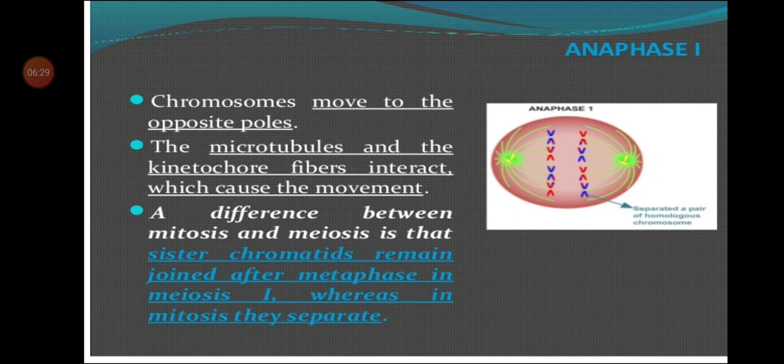So, what is happening in anaphase 1? The basic thing that you have to remember is that the chromosomes are moving away. You can see here chromosomes are moving away from each other, towards the poles, with the help of spindle fibers. This process, when chromosomes are moving away from each other, is known as disjunction.